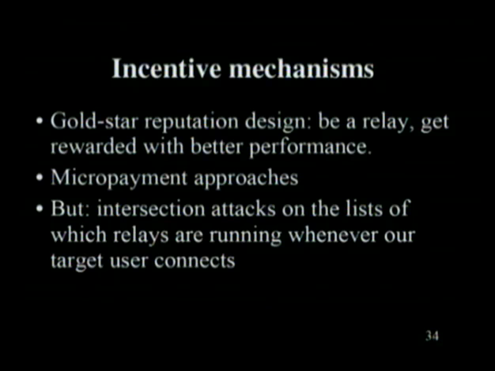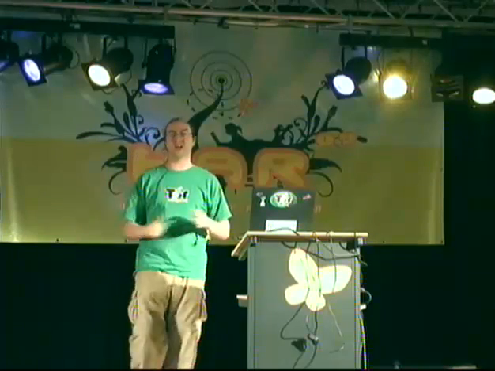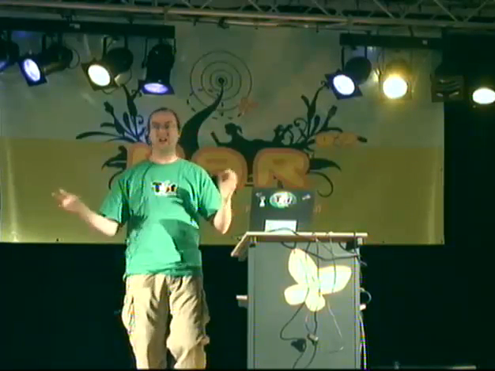And there are a couple of problems with this. The first idea we had was a simple gold star design. So the idea is the directory authorities measure your relay and see if you're actually providing performance. And if you are, then you get a little gold star in the directory. And anybody who has a gold star gets priority. They get preferred service from all the other relays. And we did some simulations of this, and it actually works great. The people with the gold stars get pretty consistent service no matter how many BitTorrent users we add into the network. So that's exactly what we want.